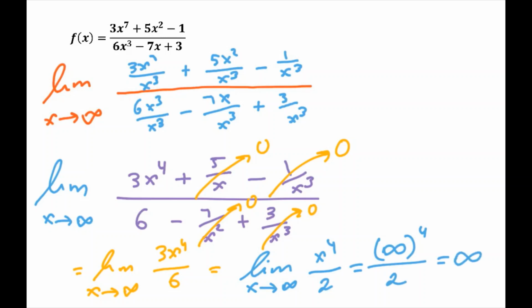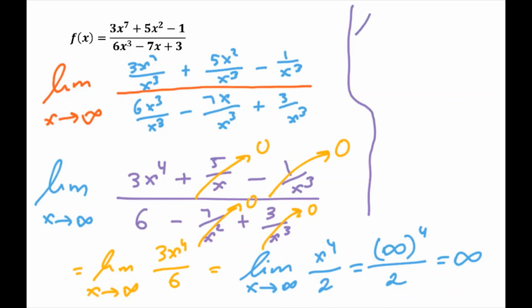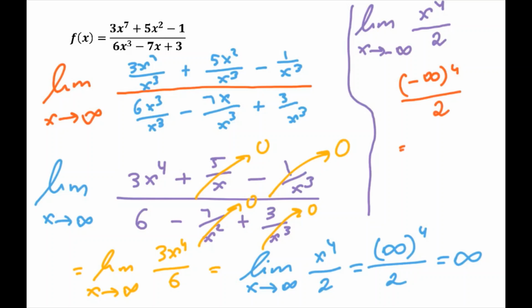Now, what about if you try to substitute by negative infinity? Well, if you substitute by negative infinity, we're going to get the limit as x approaches negative infinity of x^4 over 2. By substituting x by negative infinity, negative 1 to the power of 4 is 1. So that's going to be infinity to the power of 4 over 2, and that's also going to end up with infinity.